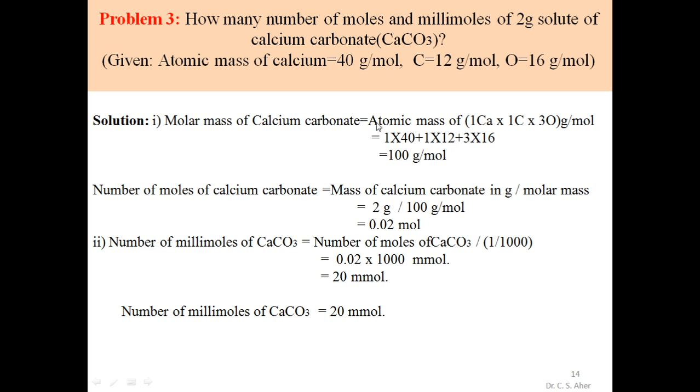In this case the molar mass is not given. Instead of molar mass, they give the atomic masses, and the molar mass is calculated by summation of atomic masses, and it is equal to 100 gram per mole. Molar mass of calcium carbonate is 100 gram per mole. Now, the number of moles of calcium carbonate in these 2 gram.